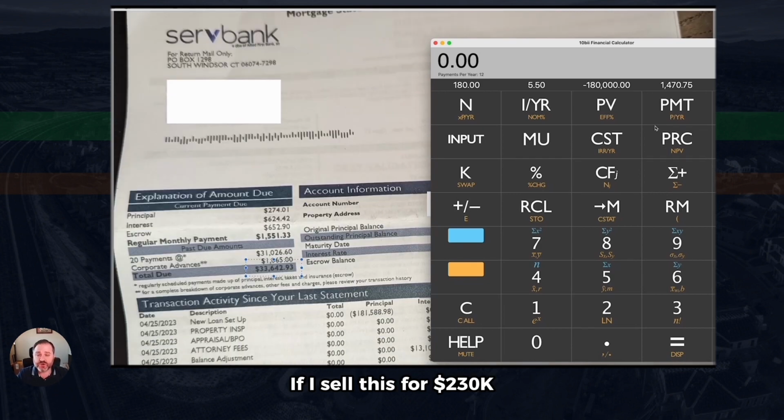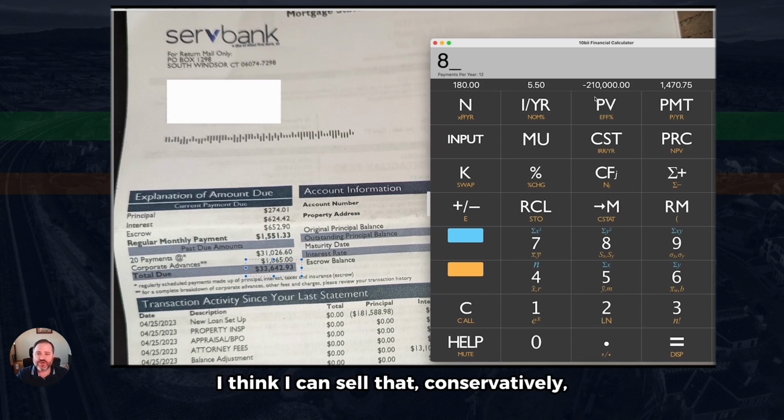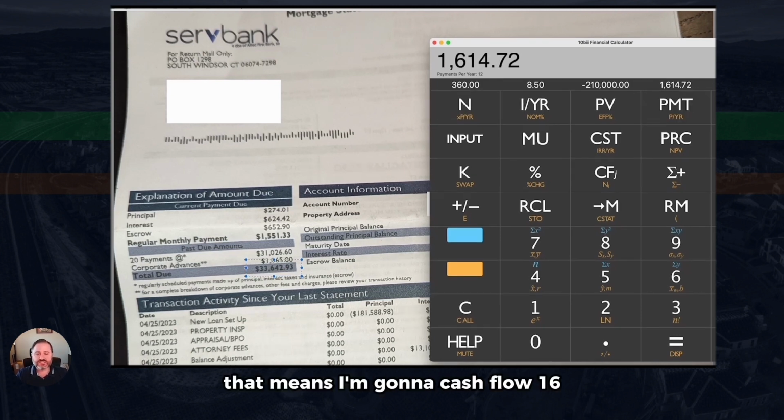If I sell this for $230,000 and I get 20 down, that means I finance $210,000. That's the debt that they're going to take. I think I can sell that conservatively at 8.5. I think I'll sell it for a little bit higher, but I'm going to go a little low on a 30-year note. That means I'm going to cash flow $1,614 out of that property.